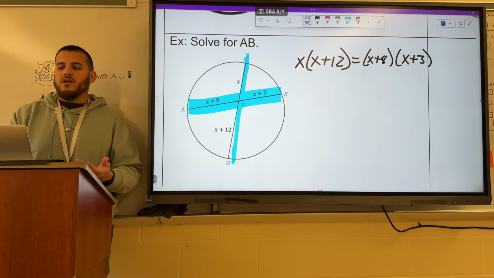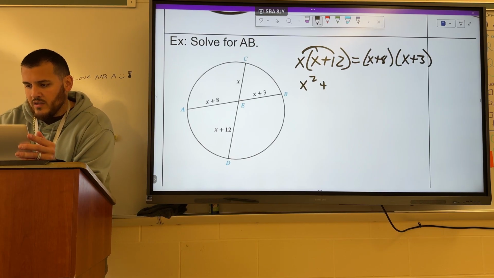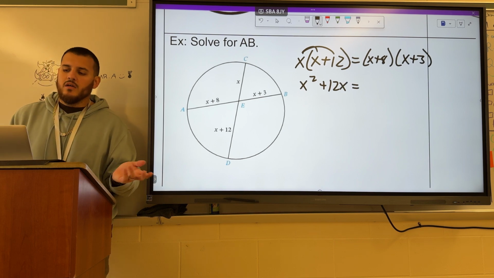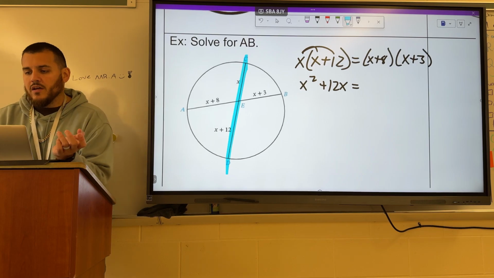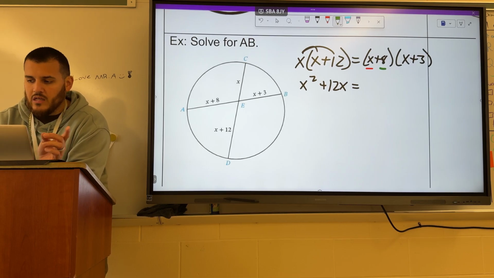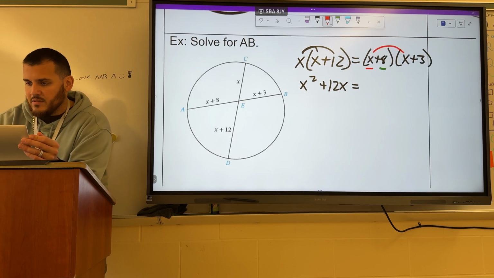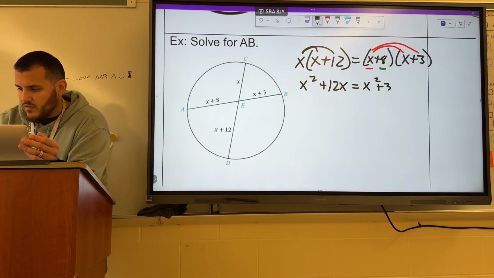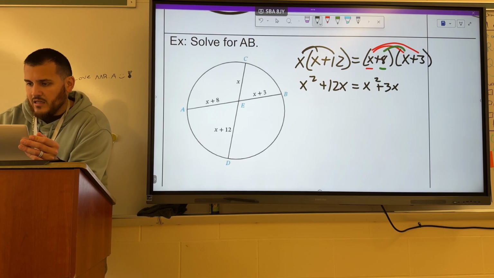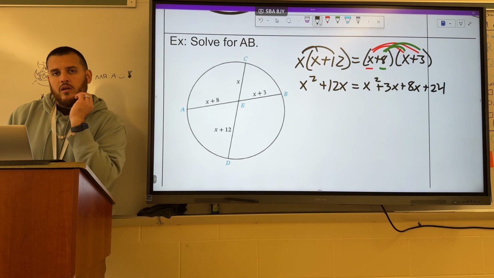And all that's going to happen here is just a bunch of distribution. We're going to do X times X to get X squared. We're going to do X times 12 to get 12X. So that's the product of the segments from this chord. On the other side, all we have to do is distribute one at a time these two values, the X and the 8, into the other parentheses, and we will get the product. So X times X, X squared. We have X times 3, gives me positive 3X. Then 8 times X to get positive 8X, and then 8 times 3 to get positive 24. Then we're continuing our algebra from here.